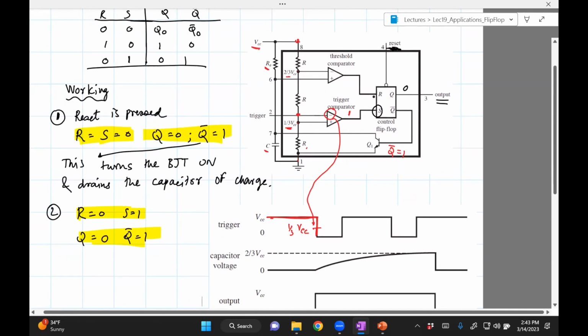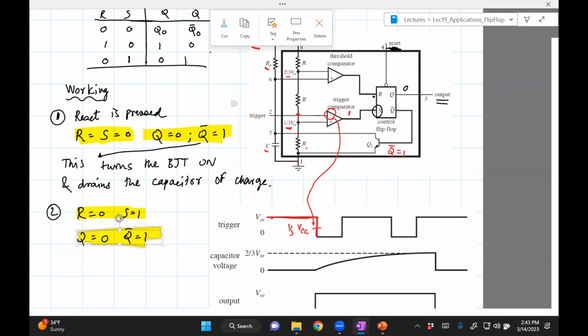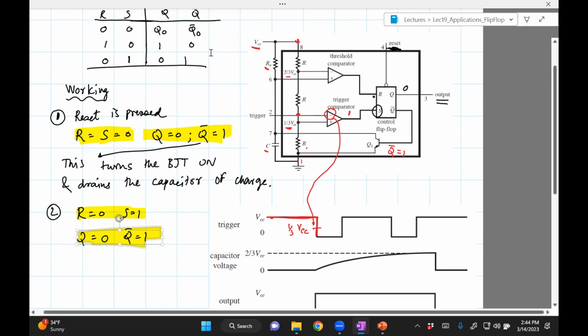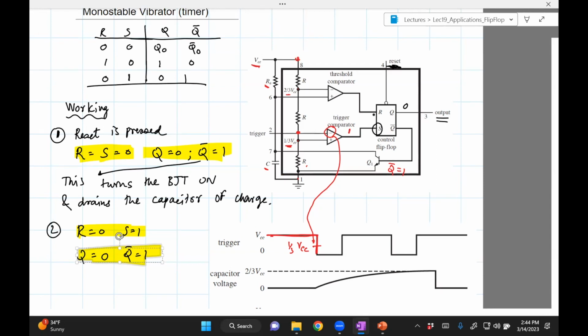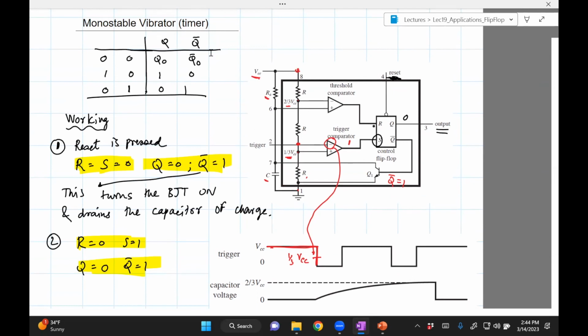If S equals 1, let's switch it. Maybe I got my logic of the comparator wrong. No, I think my truth table is wrong. Yeah, my truth table is wrong. My bad. The truth table was wrong. This is S, this is R.